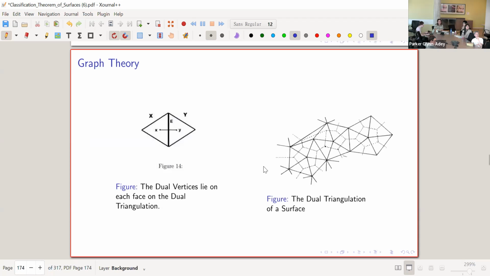So let's just look at some images. Here you go, here's what this looks like basically. In every triangle, we're taking a vertex, and then for every edge they meet, we're defining an edge between them. And here's what globally a dual triangulation would look like.